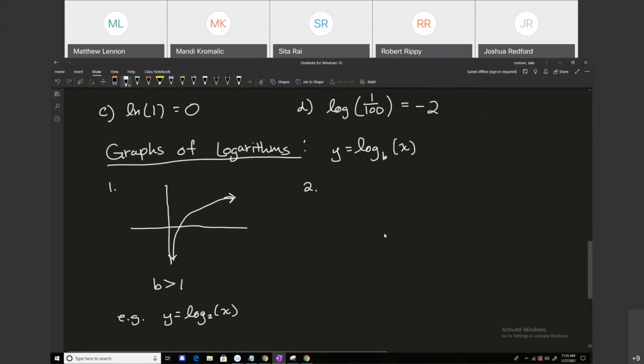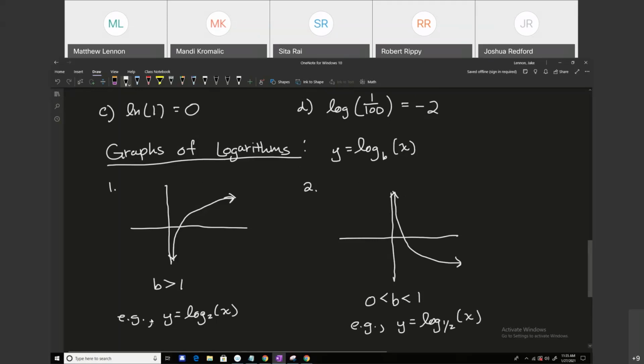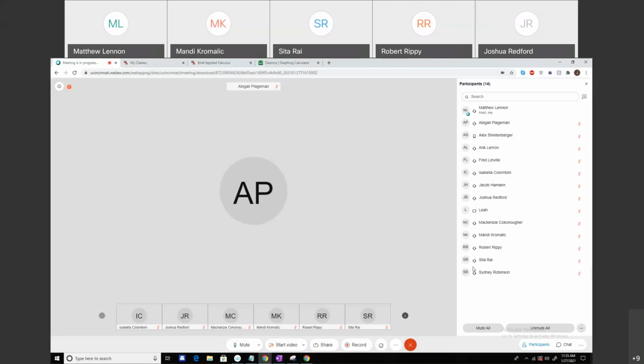If you have a base between 0 and 1, you're going to get a picture that's a little bit different. It's going to go to negative infinity as you move to the right rather than positive infinity. So this is a base between 0 and 1. So you might have y equals the log base 1/2 of x. And you can take your time and set up some ordered pairs and actually plot these, but we'll just plot a few in Desmos to point out some things.